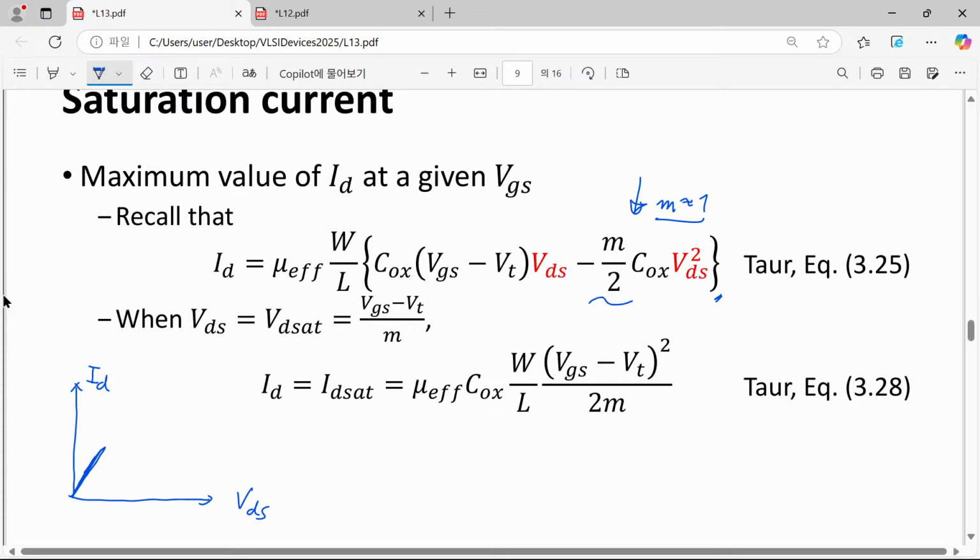After that, this second order term will take place, so there will be certain parabolic behavior. Then we will have the maximum value. Where do we have the maximum value? We have already calculated here. So if this condition is applied, how can you detect this maximum value?